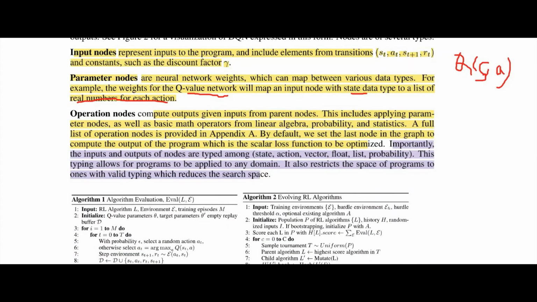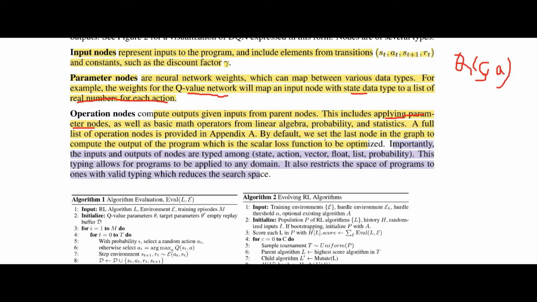There are also operation nodes which compute outputs given inputs from parent nodes, which basically perform an operation. Now these operations could be different things. They could be applying the parameter nodes, like passing the inputs to a neural network, or basic math operations like basic operators from linear algebra, probability, and statistics.